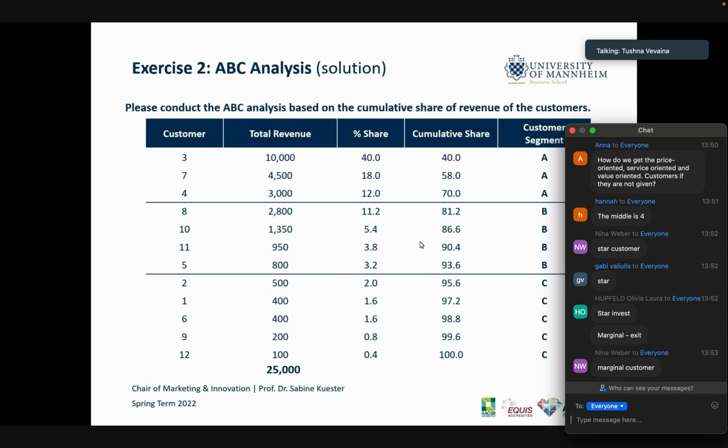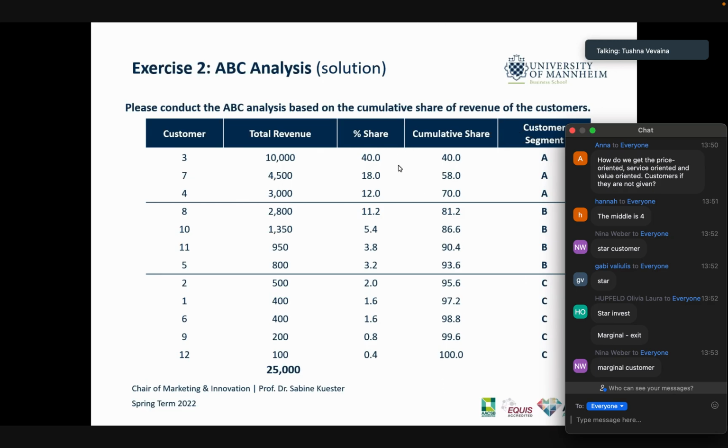And what you get is a table like this. We have our total revenue, and then we add up the total revenue and we get 25,000 in revenue from all customers. That's how we find their share. So we have 10,000 divided by 25,000 times 100, and that's how you find the share for customer segment 3. Similarly, for customer segment 7, you have 4,500 divided by 25,000 times 100, 18%. You do that for all line items, all customers, and then you have a cumulative share, which is a normal cumulative calculation: 40, then 40 plus 18, 58, 58 plus 12, 70. You do it for all your line items.